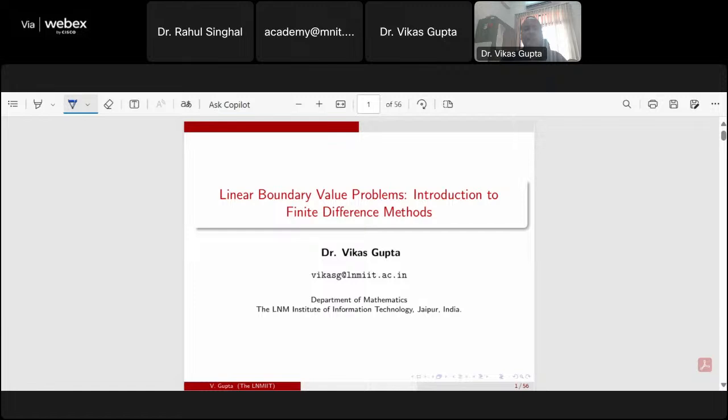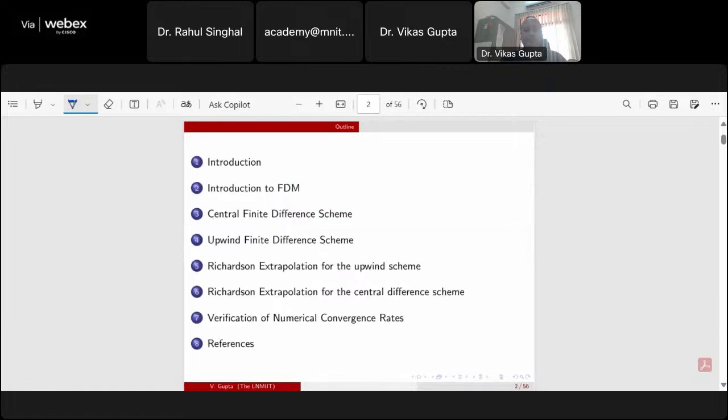The nature of this talk is very basic. In this talk, first I introduce what we mean by the boundary value problem, and then how we may distinguish them as a regularly perturbed problem and a singularly perturbed problem. After this basic introduction about the two-point boundary value problem, I will introduce the finite difference method.